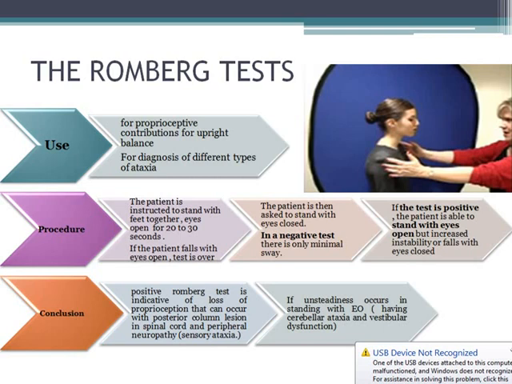But if the patient has unsteadiness with the eyes open and also with eyes closed, so in both cases the patient is not maintaining his balance and there are chances of a fall, then there is a chance of cerebellar ataxia.